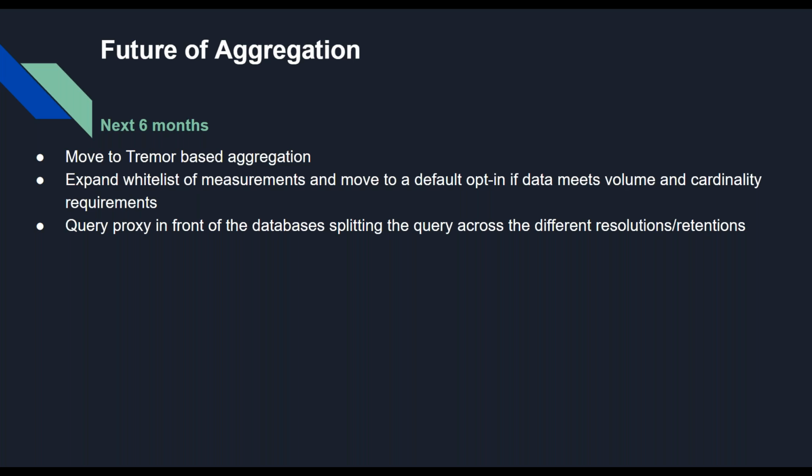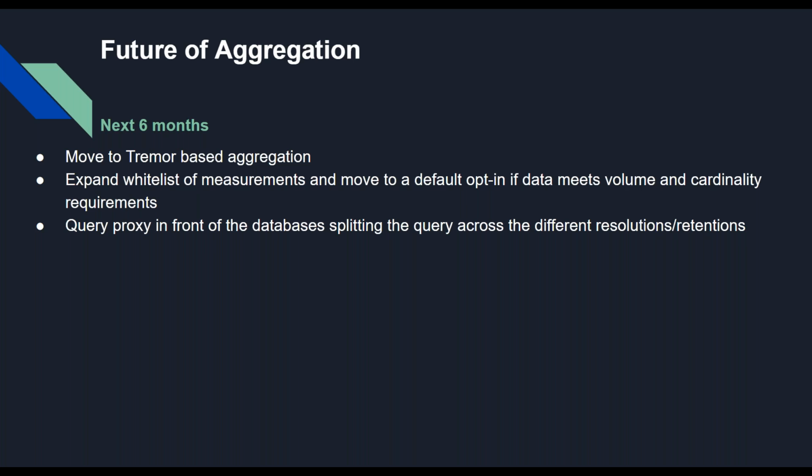Moving to Trimmer allows us to get rid of the current aggregation pipeline we have with all those various layers, reading and writing from different services, and move to essentially 2 pipelines where they're both reading from Kafka and then writing to different Influx clusters.